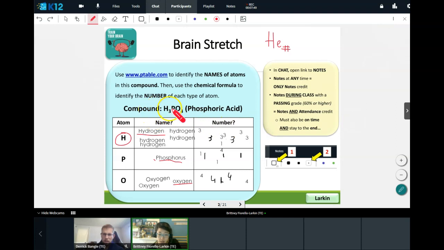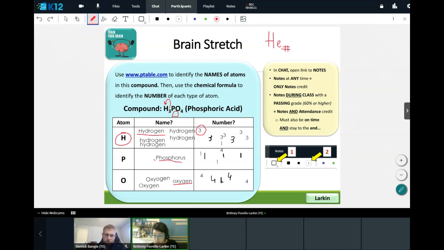So taking a look here, the number after H is a 3. So definitely we have 3 hydrogens. Perfect. The number after P, which is a single letter abbreviation, so we don't have to worry about a second letter there. But after P, there is no number. So blanks mean what? Tell me in the chat.